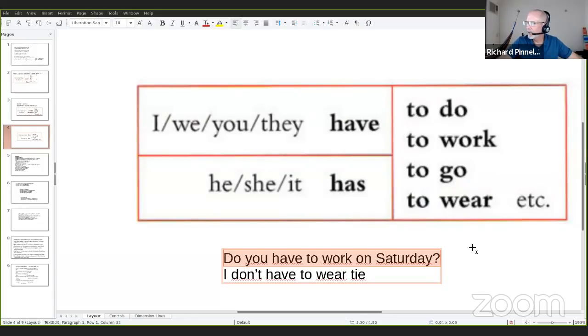Do you have to work on Saturday? Well, I don't think Ingrid is there anymore. Israel, do you have to work on Saturday? No, I don't have. Yeah, the answer is no, I don't. What about you, Ricardo? Do you have to work on Saturday? No, I don't. Nancy, do you have to work on Saturday? Yes, I have to work. Oh, that's very sad. Ingrid, do you have to work on Saturday? No, I can't think she can hear me.